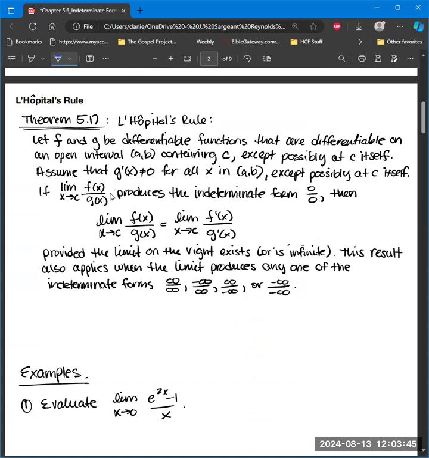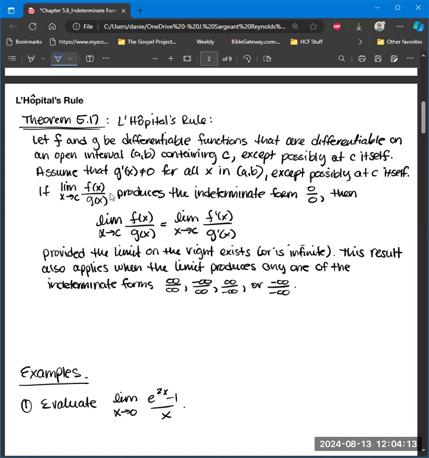So if f and g are functions that are differentiable on the open interval a to b containing some point c, where I'm trying to evaluate the limit, except possibly at c itself, then we assume that g prime of x is not equal to 0 for all x in a to b except possibly at c itself, because it's going to be okay for us to get 0 over 0.